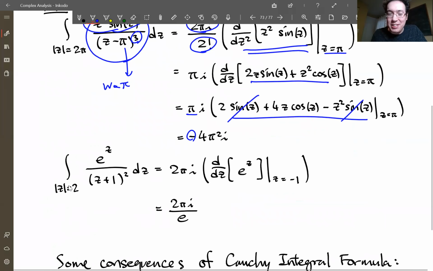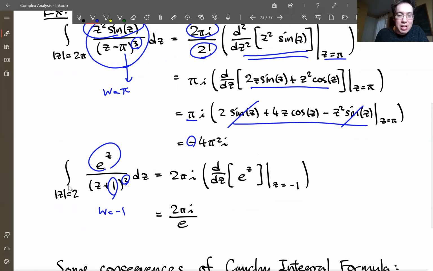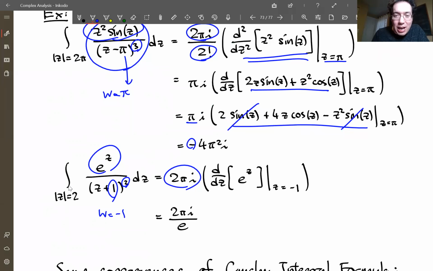Here's another one. This one's a little bit easier. Let's see. So my f is e to the z. My w is -1 here because I'm subtracting the w. And because the exponent is 2, that means we're looking at the first derivative, right? We take the exponent, subtract 1, and that's how many derivatives we have to take. So it's 2 pi i divided by 1 factorial. 1 factorial is just 1. Take the derivative of e to the z, which is e to the z, and then we plug in -1. So we get 1 over e, 2 pi i over e.